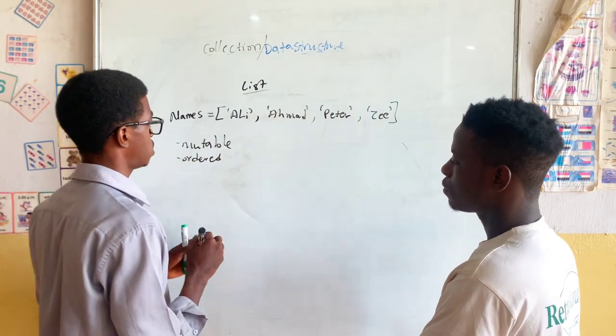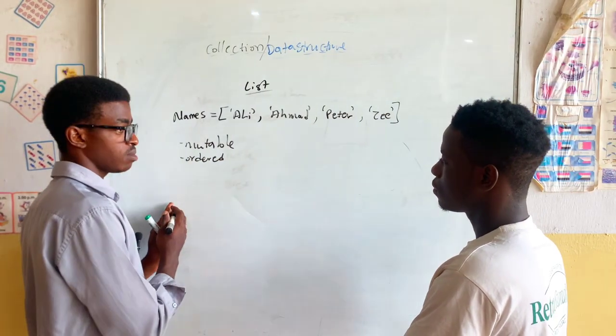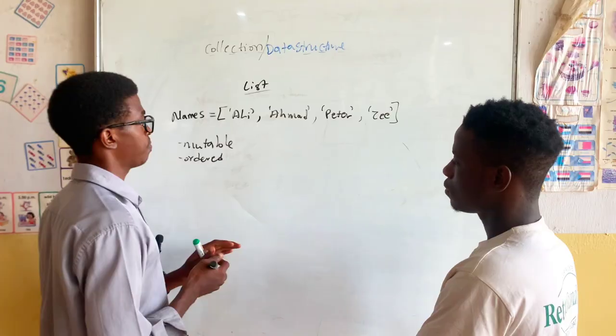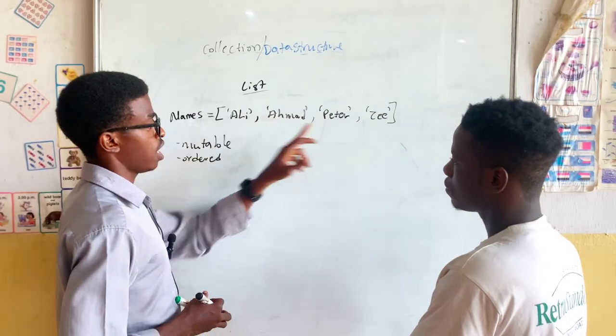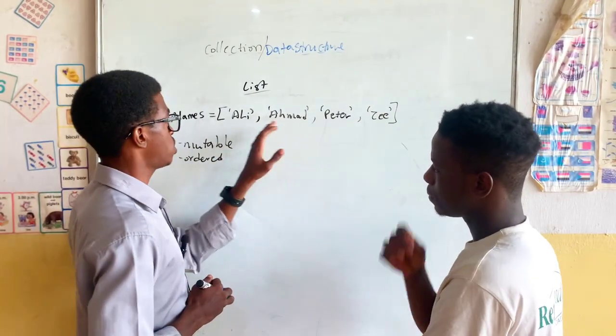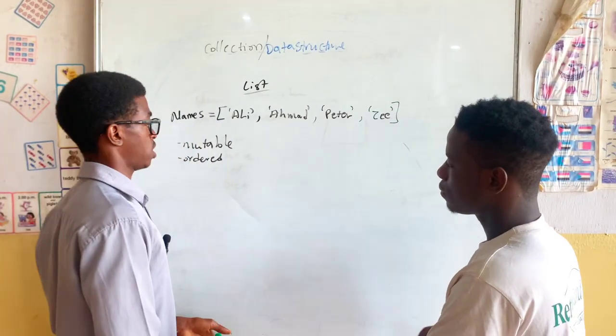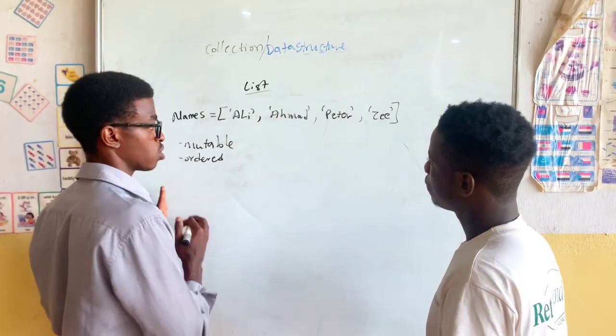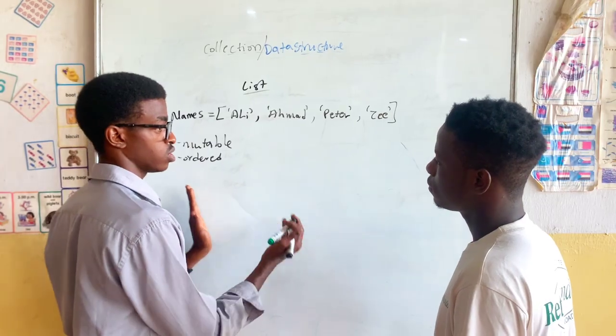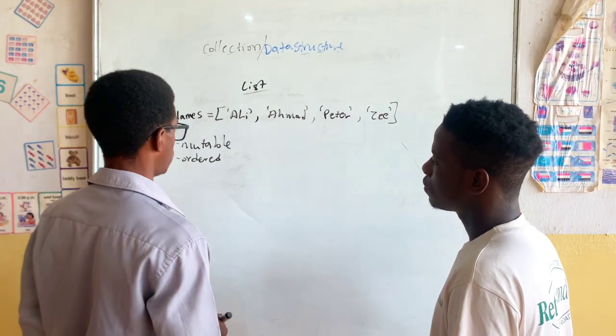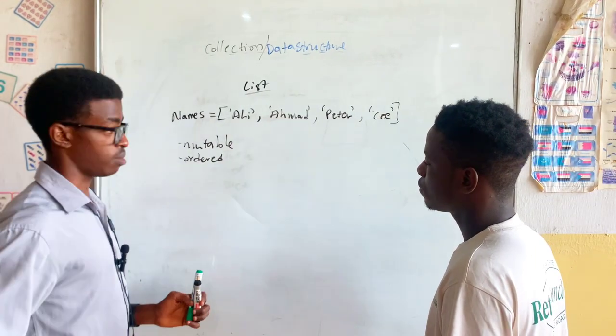When I say ordered, it is the way you arrange your items. This is exactly how you're going to see them. I put Ali first and Z at the last. So this is exactly how they are structured even inside the memory. You understand? So it's ordered. Based on how you structure them, this is how you're going to see your stuff. So this is what a list is all about.